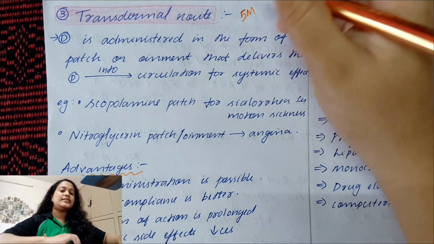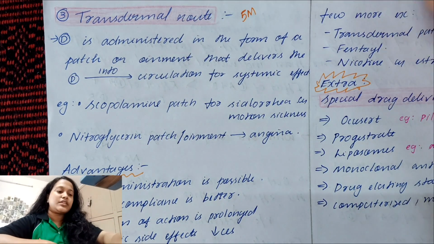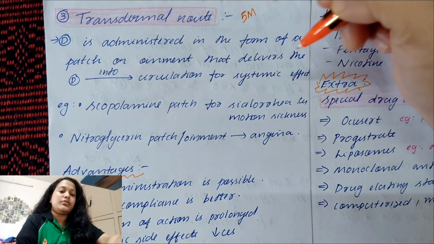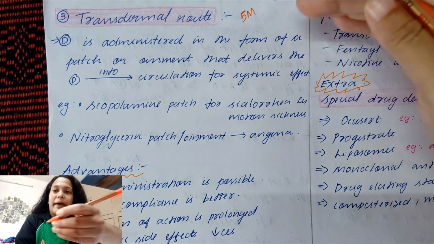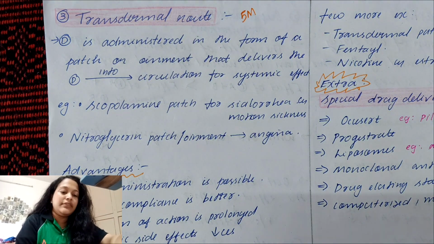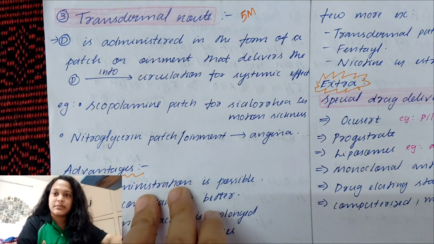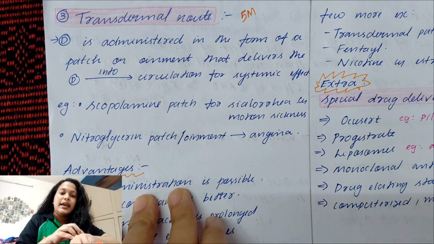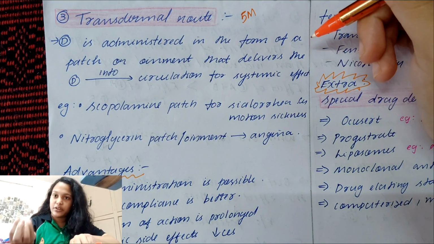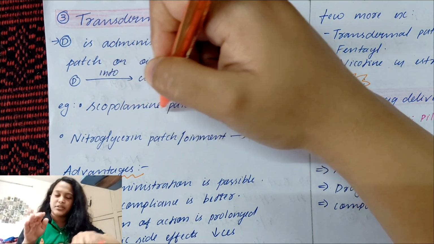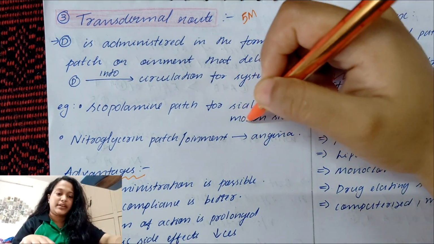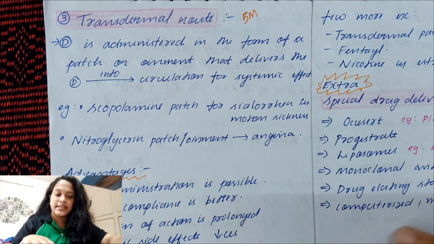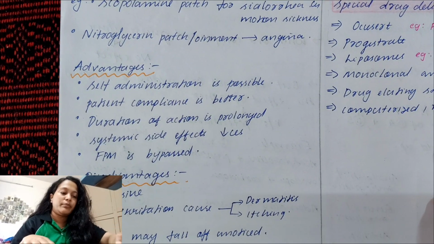Now the next route is the transdermal route, which can also come as a 5-mark question separately. In this route, the drug is administered in the form of a patch or ointment that delivers the drug into the circulation slowly for systemic effect. Examples: scopolamine patch for motion sickness, nitroglycerin patch or ointment for angina.